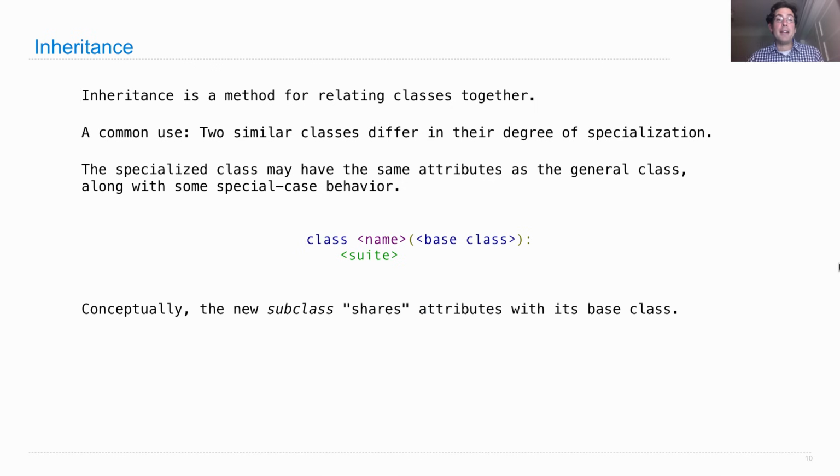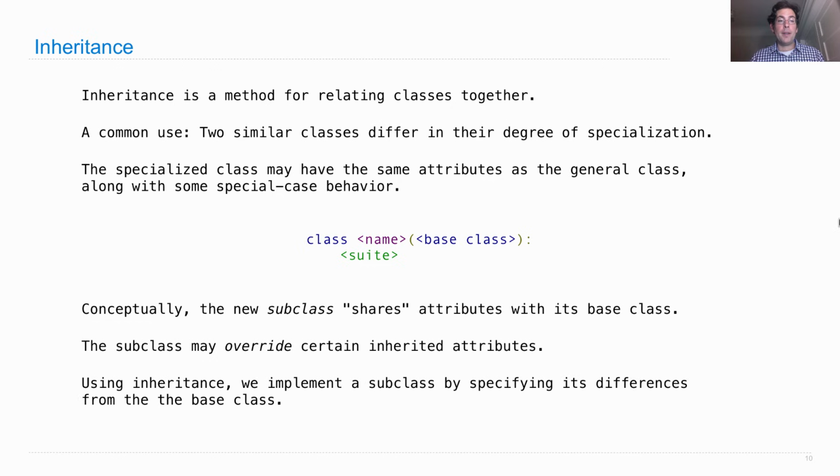So conceptually, what happens is that the subclass, the one that we create with this class statement, shares all the attributes with its base class up here. The subclass might override certain inherited attributes in order to change its behavior slightly, but anything that's not changed stays the same. So using inheritance, when we write down a subclass of an existing class, all we do is specify what's different about this subclass from the base class. Everything else stays the same.